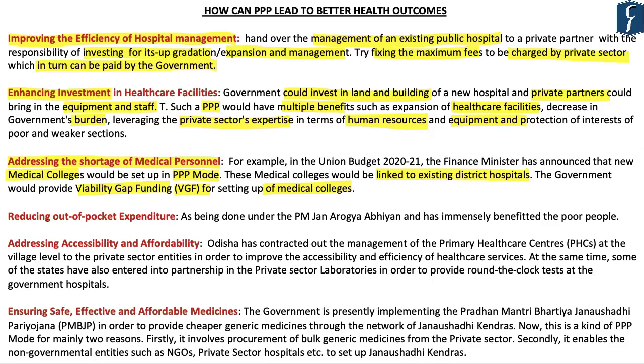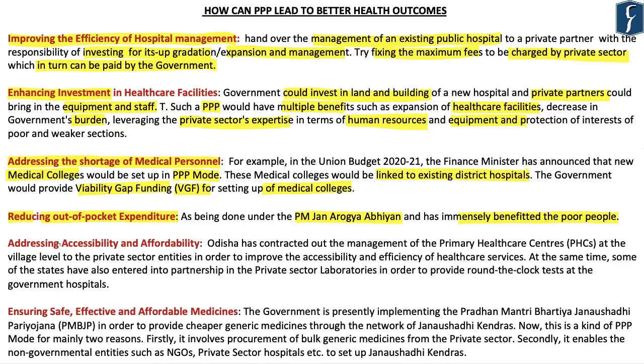Next, we can use the PPP to reduce the out-of-pocket expenditure as well. Now, the government can act as a healthcare financer, wherein the identified poor can get treatment in the private hospitals, and then their treatment cost can be paid by the government, and this in turn will lead to reducing the out-of-pocket expenditure. And as you must be knowing, this is already being done by the government under the PM Jan Arogya Abhiyan and has immensely benefited the poor people.